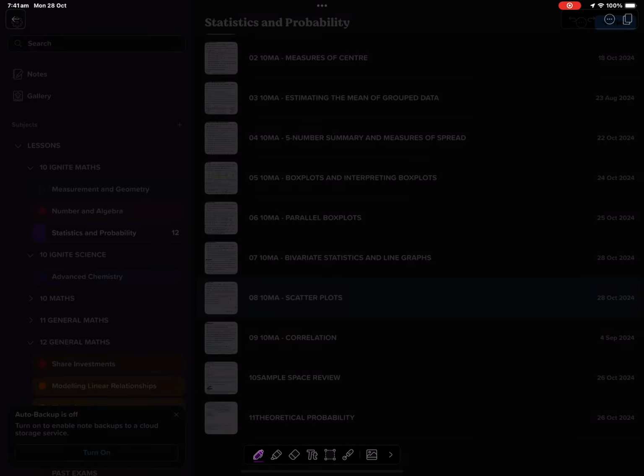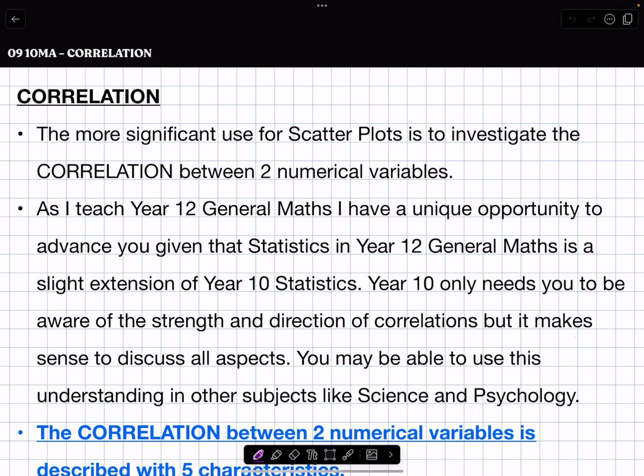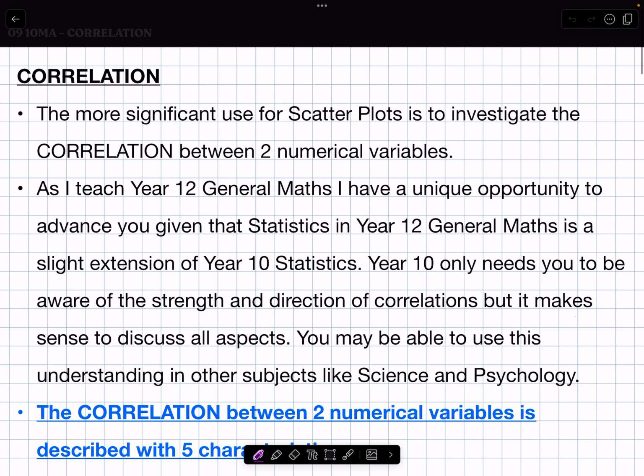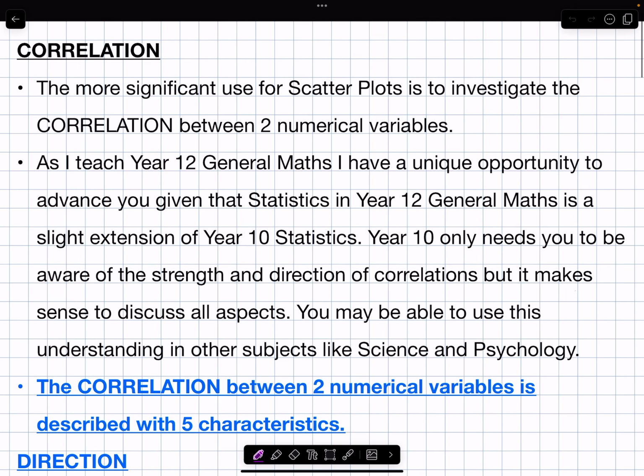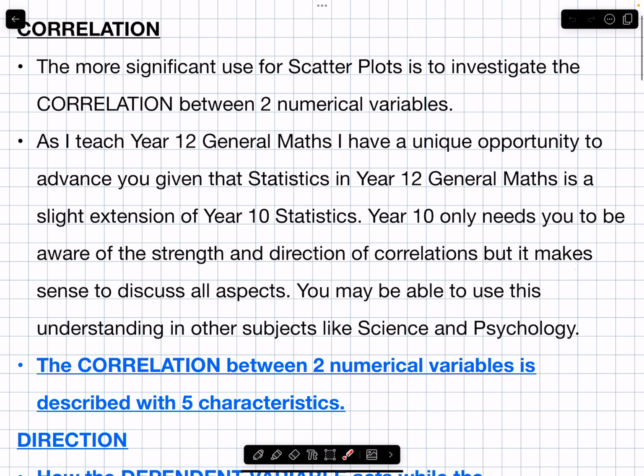But I'll move on in the video. Lastly, correlation. Again, no real maths here. You just need to be aware of correlations to read correlations off of a graph. The more significant use for scatter plots, where scatter plots, the last little topic, was useful, is when we look at the correlation between two number values.